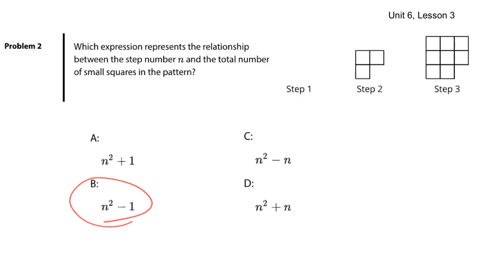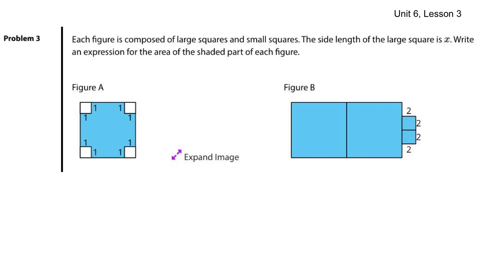Correct answer number 2 is B, and that's because we've taken our square, which is n squared, but we're always subtracting off one square right there. For figure A, the entire square, if they have a side length of x, the whole square has an area of x squared, but then I've subtracted off each corner that has an area of 1. There's 4 of those, so my expression there would be x squared minus 4. That's the area of the blue part.